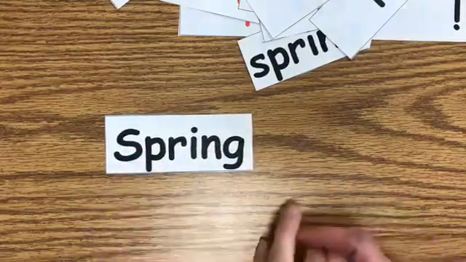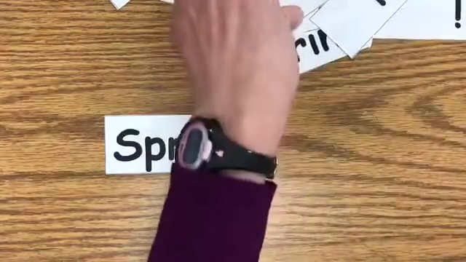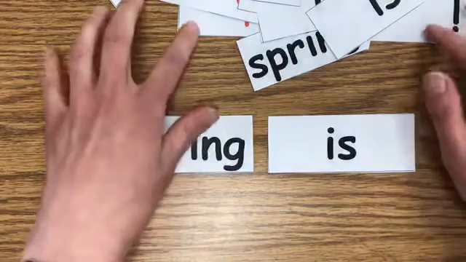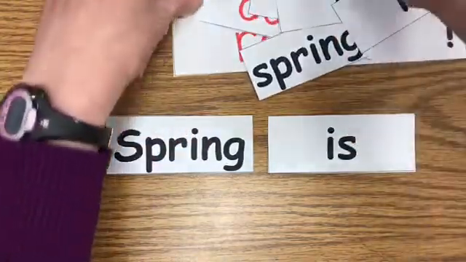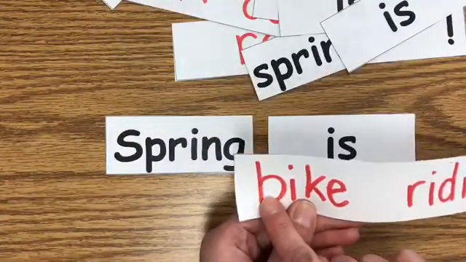Spring is, well, maybe I already know what is looks like because I've seen it lots. It's even on my picture page. I and S. So let's see. I see one right here. Spring is, rain. What does rain start with? Does rain start with a B? No.